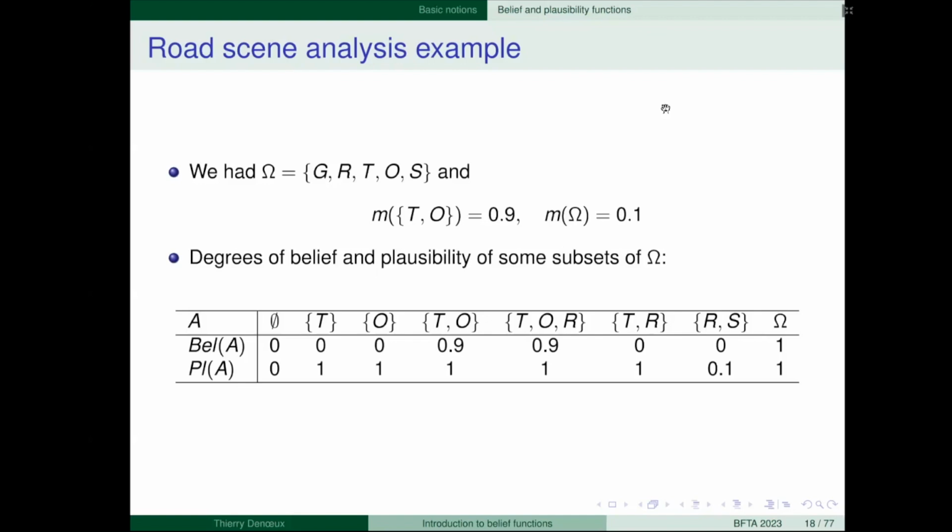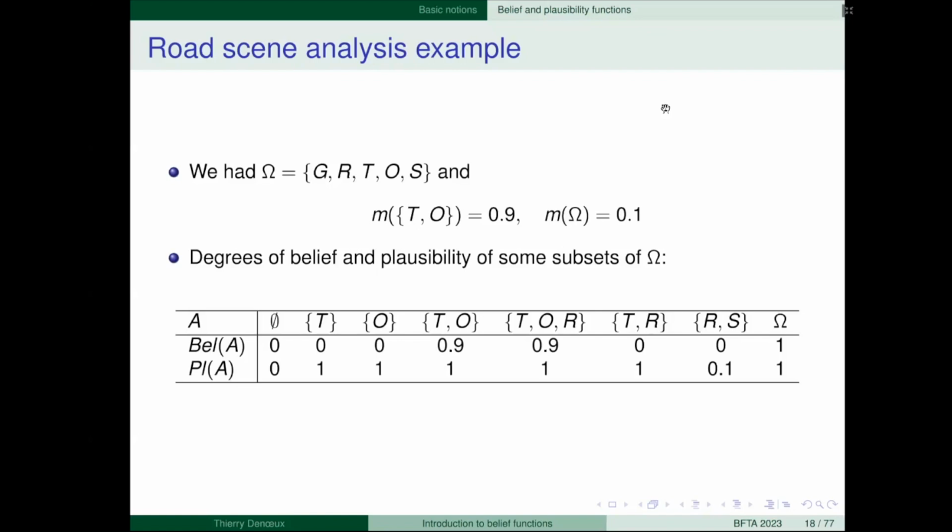You see here immediately that these two functions are not additive, as opposed to a probability, because our degree of belief of a tree is 0, for obstacle is 0, but either a tree or an obstacle is 0.9. And also the plausibility that we have a tree or an obstacle is not the sum of the plausibility of having a tree and the plausibility of having an obstacle. So these two functions are not additive. You have to forget about this additivity assumption when working with belief functions.